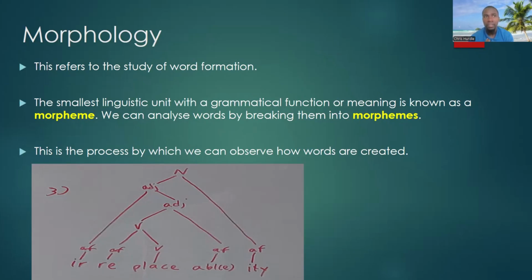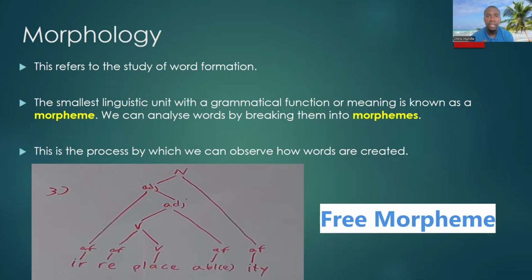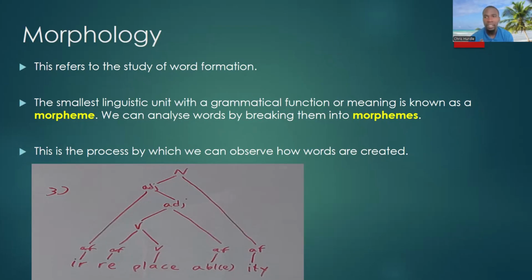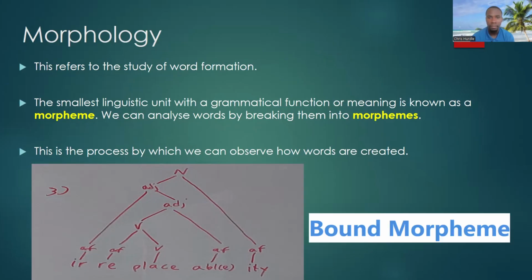If it is a word in and of itself, we call that a free morpheme. And if it is a word part, meaning that it is not a word by itself and it has to be joined, it has to be accompanied by something else to form a word, that's called a bound morpheme. All right.